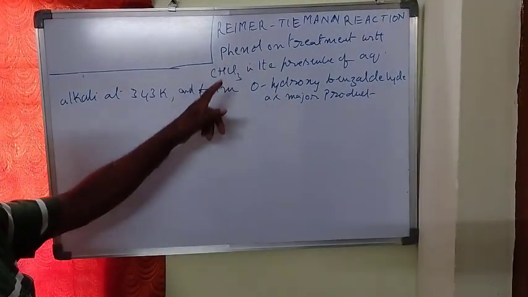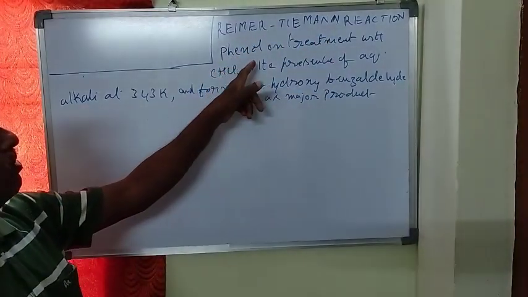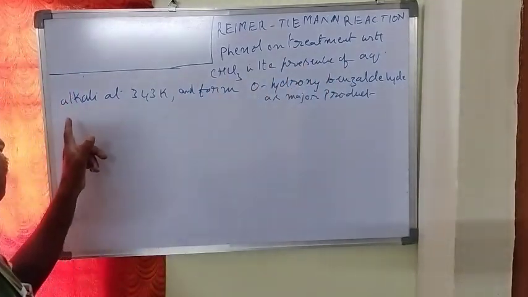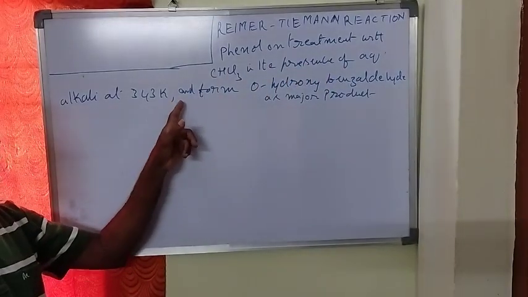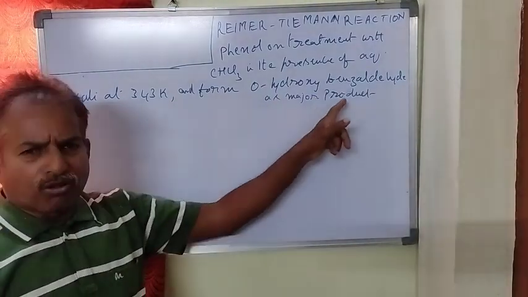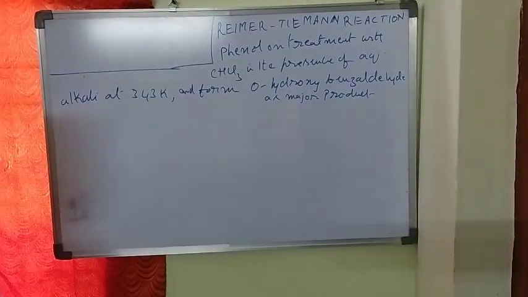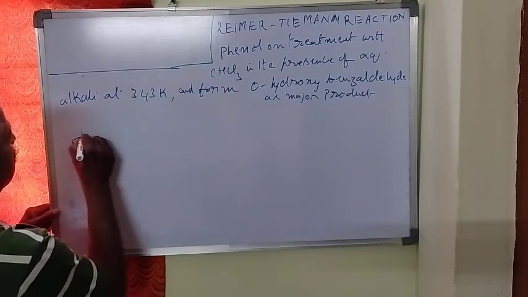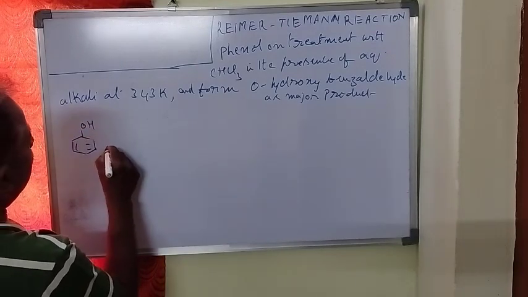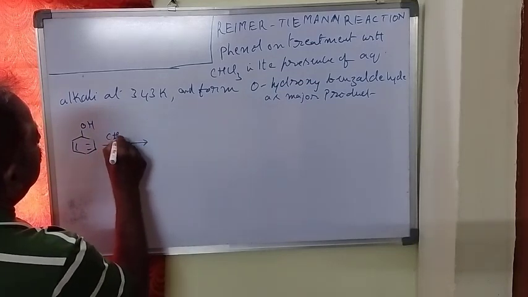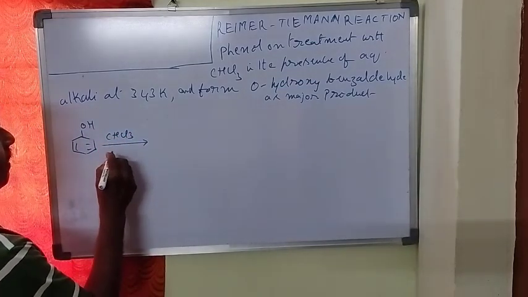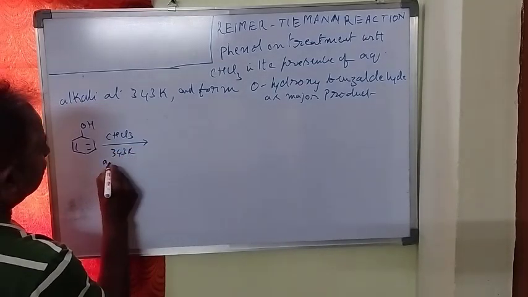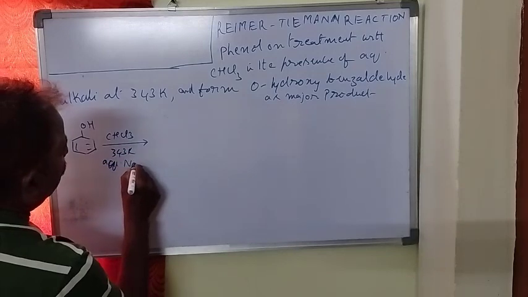So Reimer-Tiemann reaction. In Reimer-Tiemann reaction, phenol on treatment with chloroform in the presence of aqueous alkali at 343 Kelvin forms ortho-hydroxybenzaldehyde as a major product. So here this is phenol in the presence of CHCl3, 343 Kelvin and aqueous NaOH.